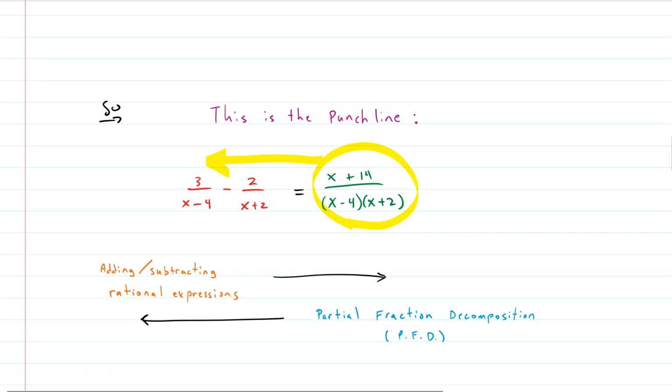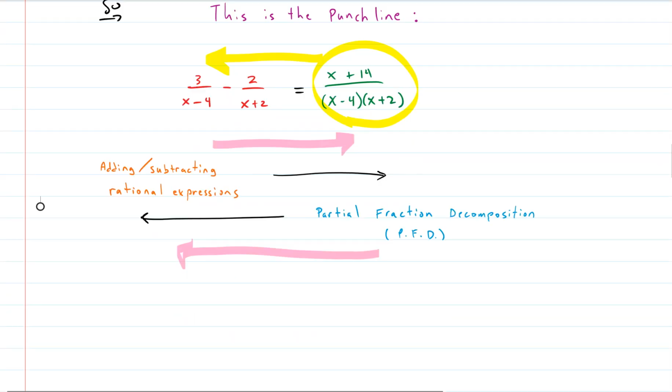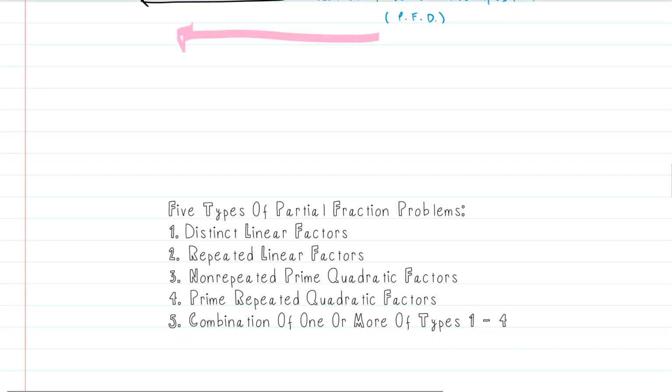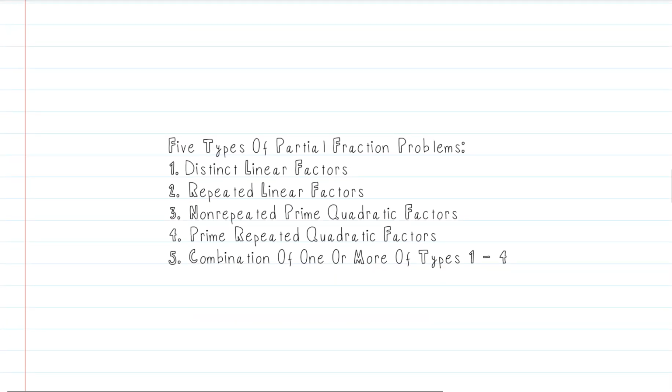So again, adding and subtracting rational expressions goes this way, from the left to right. But partial fraction decomposition goes the opposite. It starts at the end and breaks it apart into a bunch, maybe 2, maybe 3, maybe 4. It just depends on the problem. It breaks it apart into some smaller fractions. So there are 4 different types of partial fraction problems. We're dealing with the prime repeated quadratic factors one.